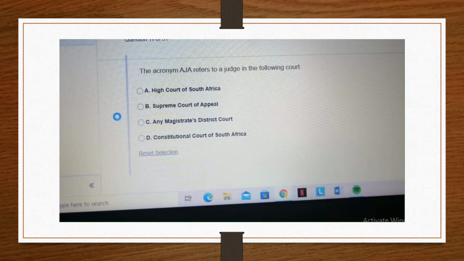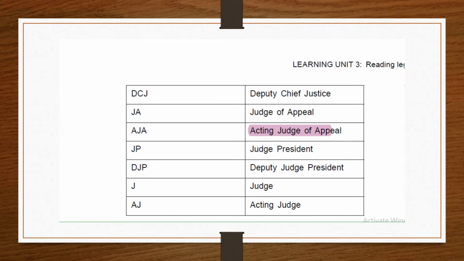The acronym AJA refers to a judge in the following court. My answer is B, Supreme Court of Appeal. To find this, you need to know what this acronym means. AJA means acting judge of appeal.